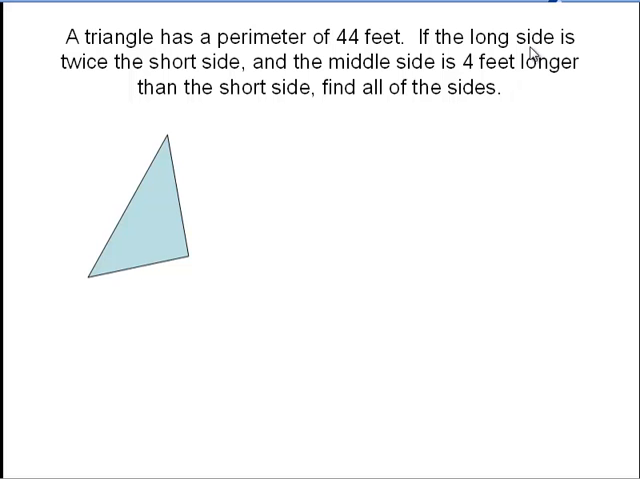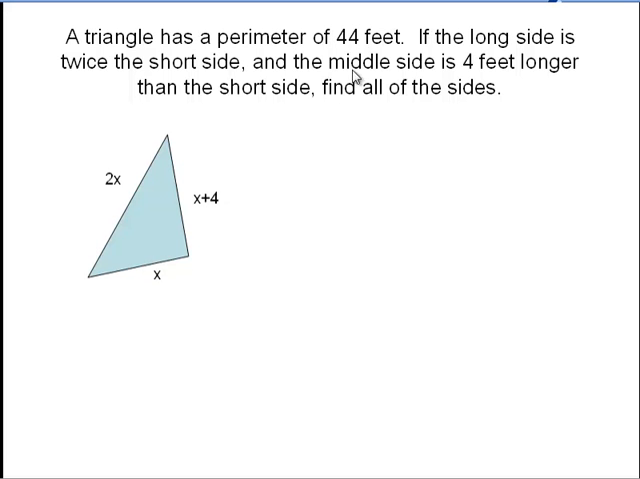It says the longest side is twice the shortest side. So I'm going to put x on the shortest side. Twice means I'm going to put 2x, I'm going to double it. And the middle is 4 longer, so I'm going to add 4. So my short is x, my middle is x plus 4, and my longest is double it, 2x.